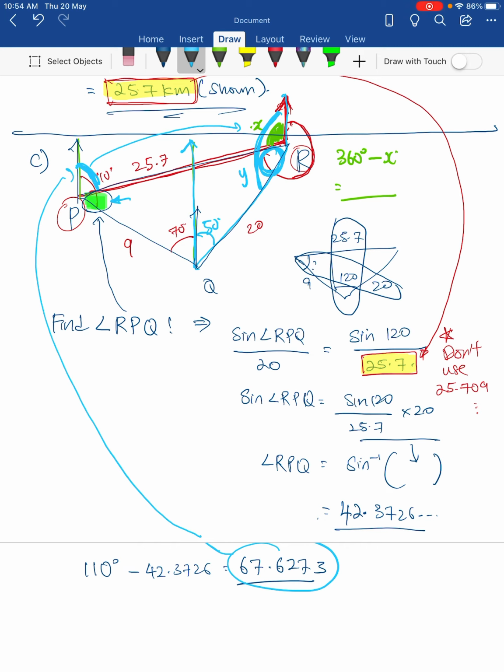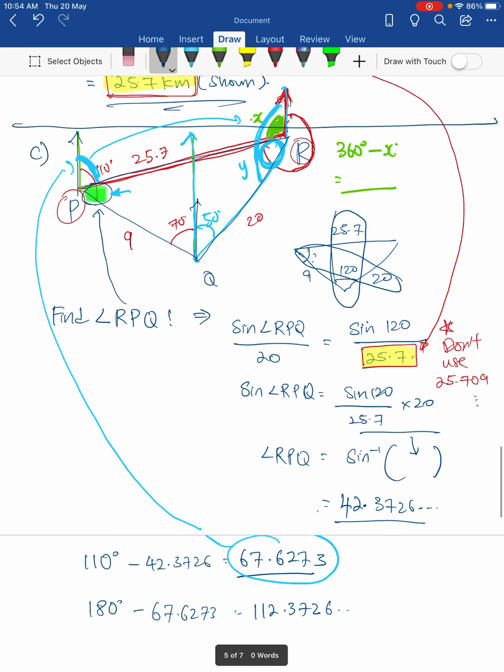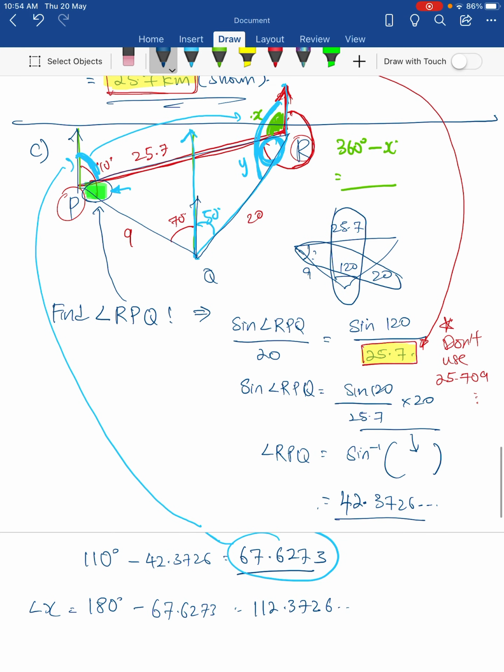Once you got this angle, the next part we're going to do is basically use the sum of interior angles. 180 minus 67.6273, so 180 minus the answer will give us 112.3726. So this will be the angle X, the one in green. We need to write down interior angle.